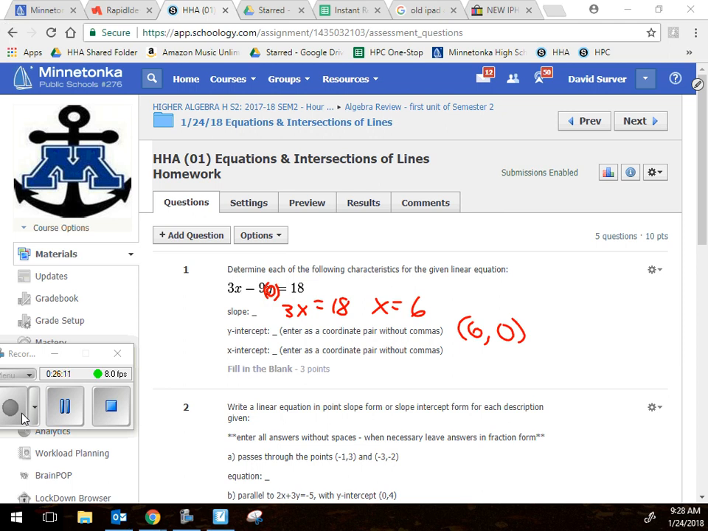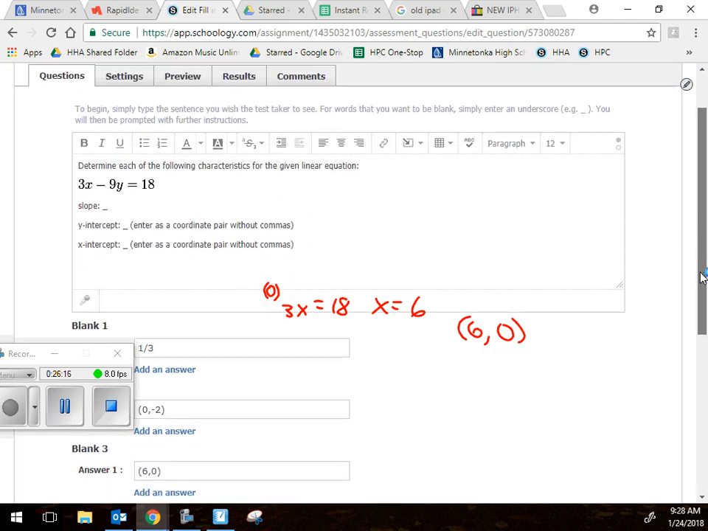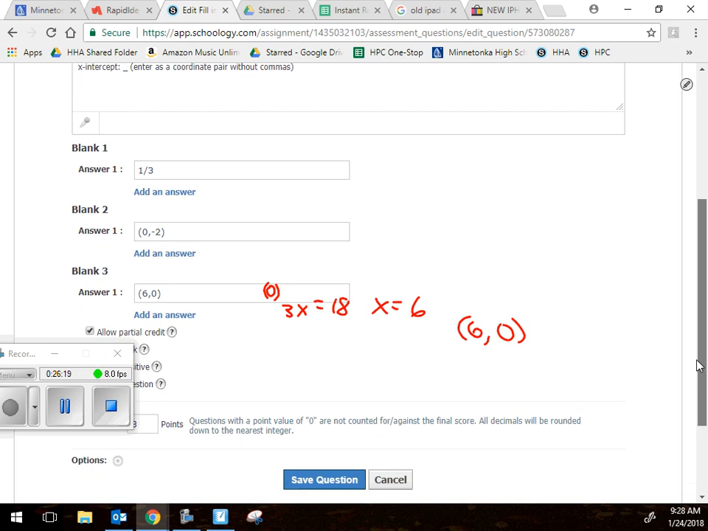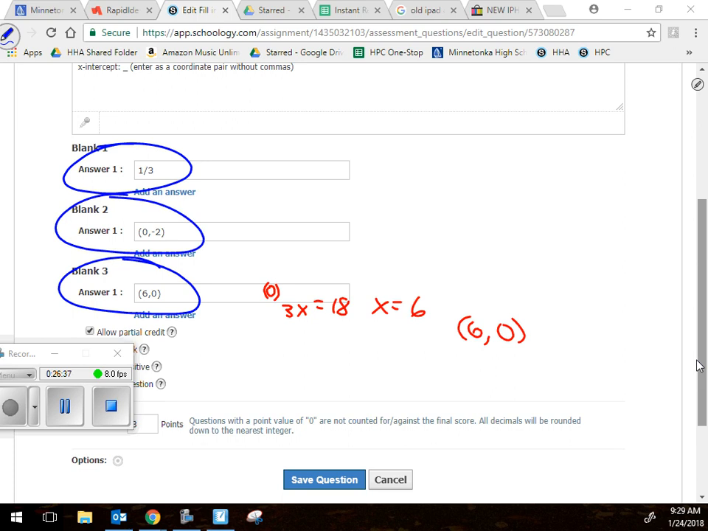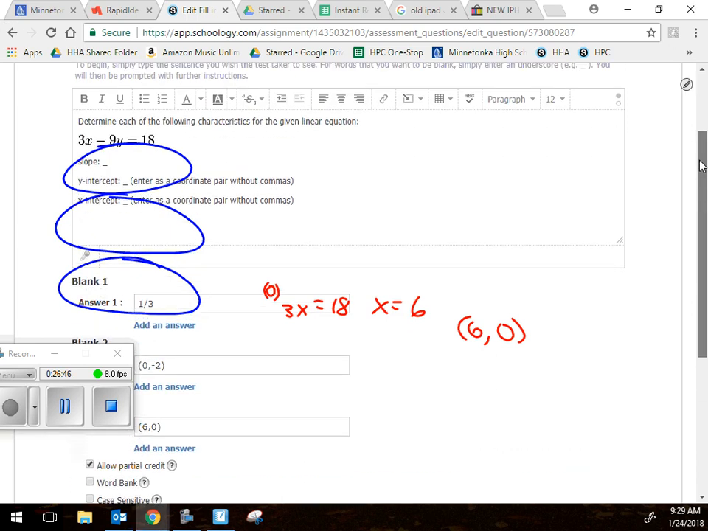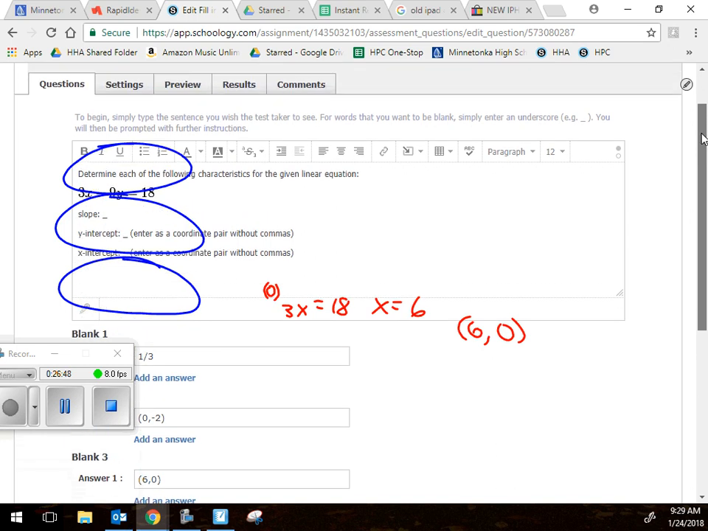But this is one of those moments where I can and will go to edit the question so I can see what their answers are listed as. And there they have it with commas. So I guess I'm trying to figure out what they meant. Those are the answers for blank 1, 2, and 3. Okay, I think you're right. When they said without commas, I bet they meant without spaces.